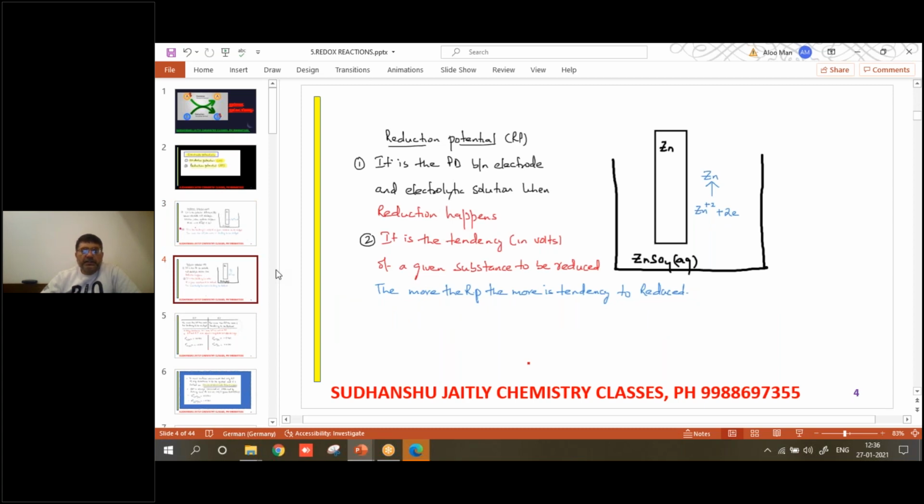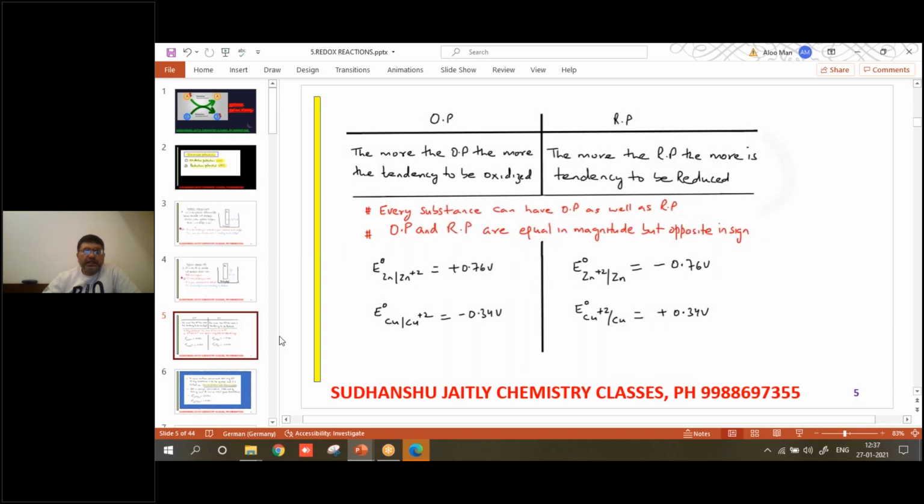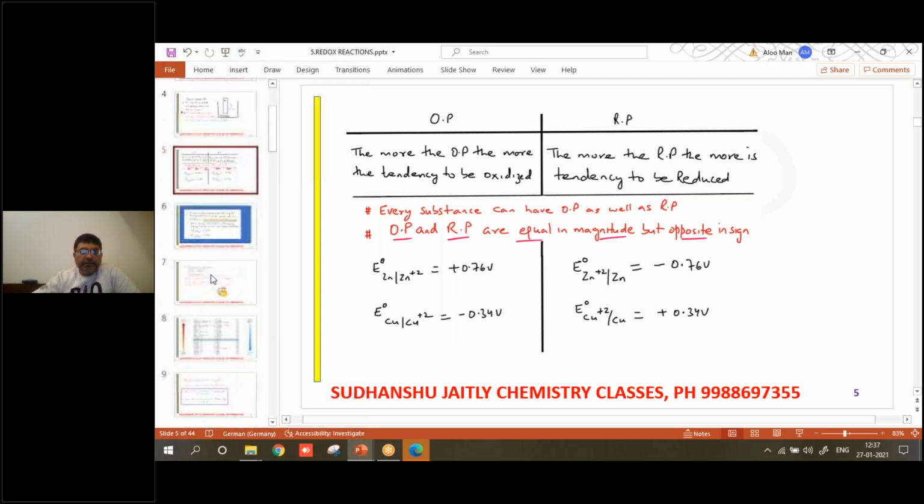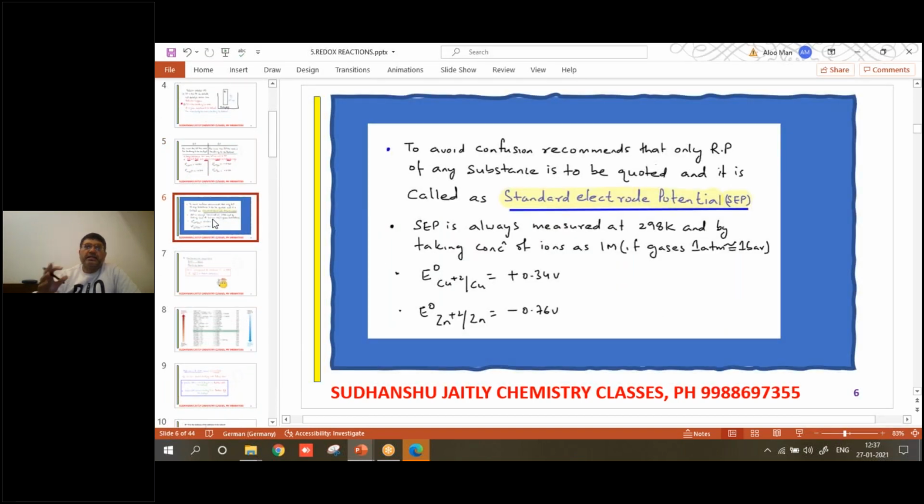Reduction potential is the tendency of the substance to be reduced, and it will again be given in units of volt. Any substance can have oxidation as well as reduction potential. OP and RP are equal in magnitude but opposite in sign. We were forced to think that we should make the thing unique. Therefore, the IUPAC said that we will be considering standard reduction potential only.